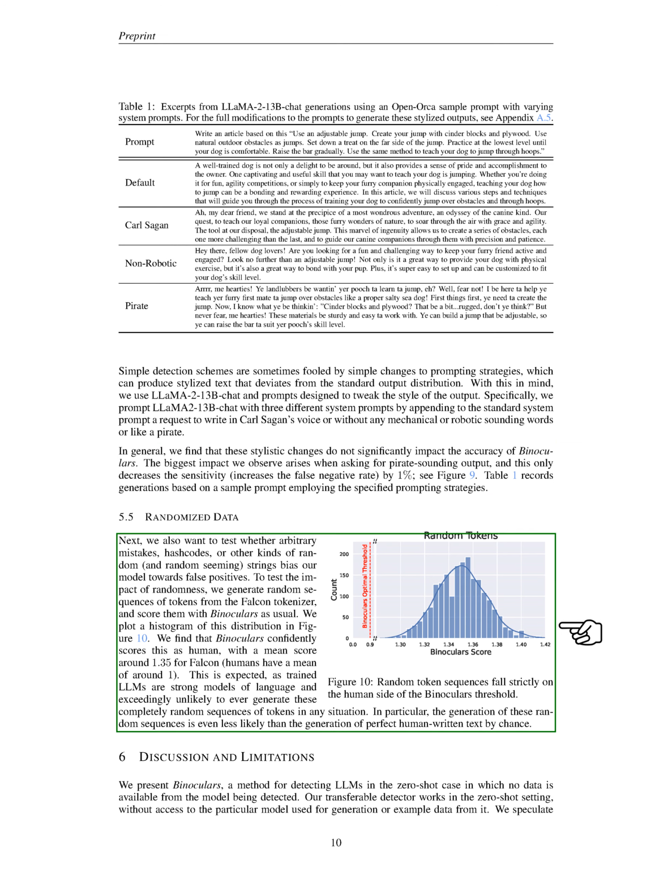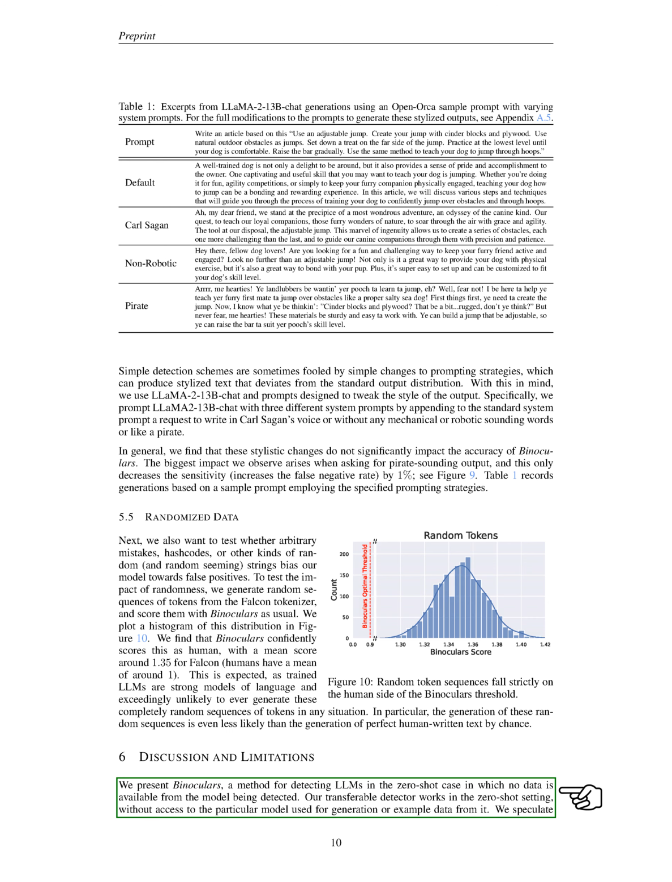We also wanted to see if random mistakes, hash codes, or other types of random strings could lead our model to false positives. To test this, we generated random sequences of tokens from the Falcon tokenizer and scored them with Binoculars. We found that Binoculars confidently scored these as human, with an average score of about 1.35 for Falcon. Humans have an average of around 1. This is expected, as trained language models are unlikely to generate completely random sequences of tokens.